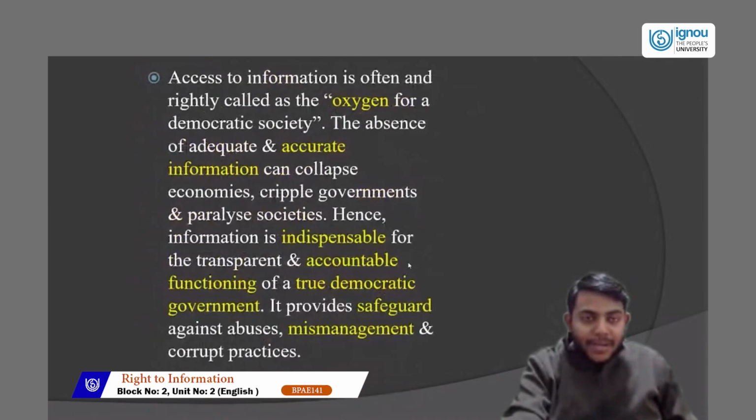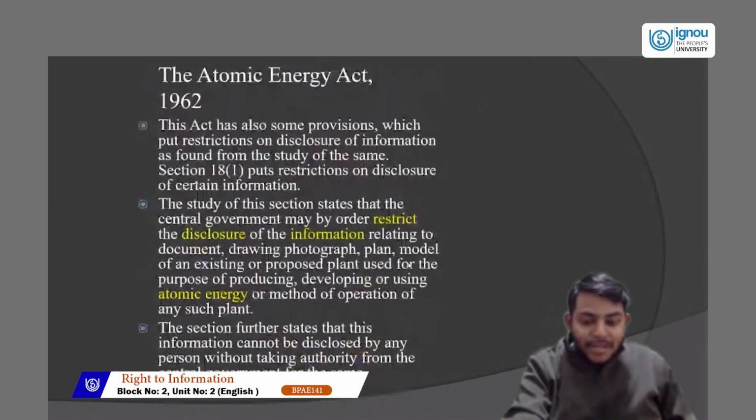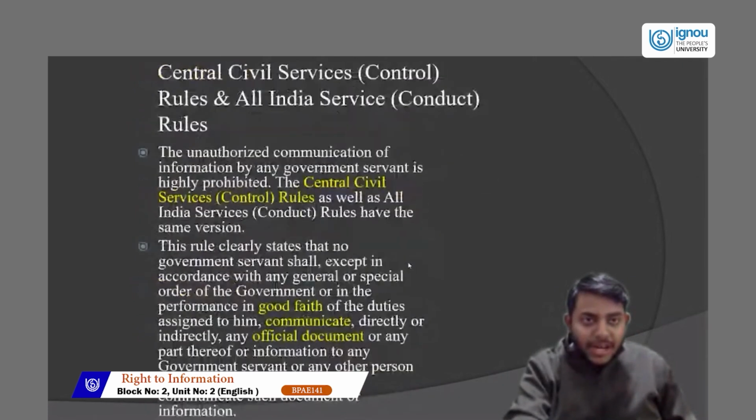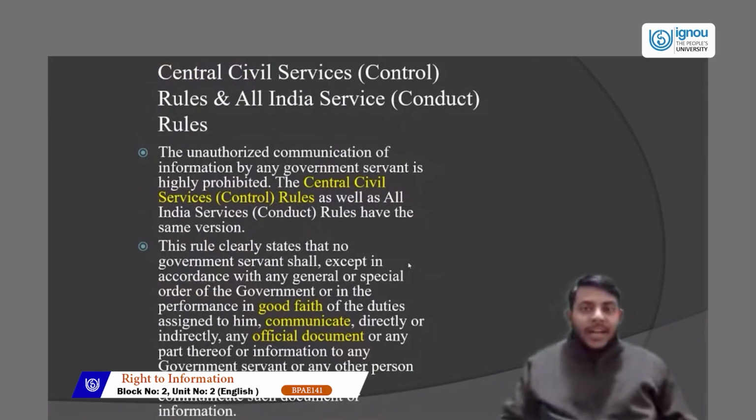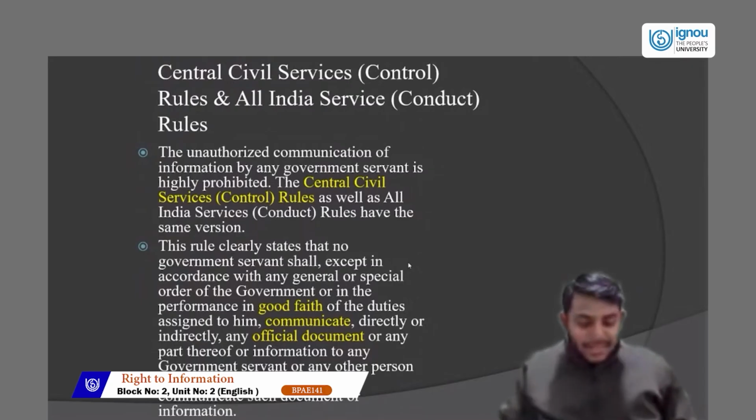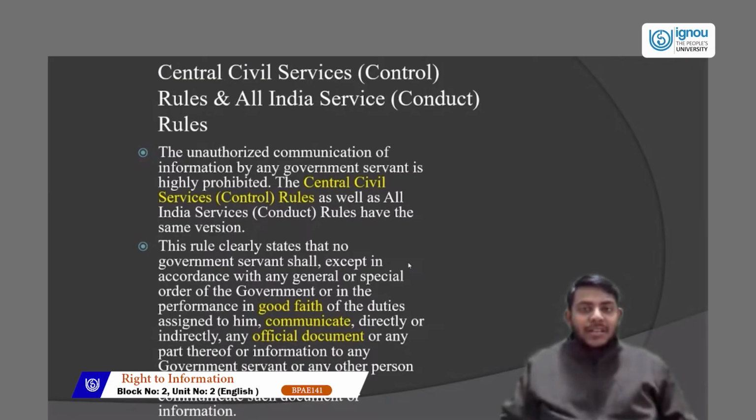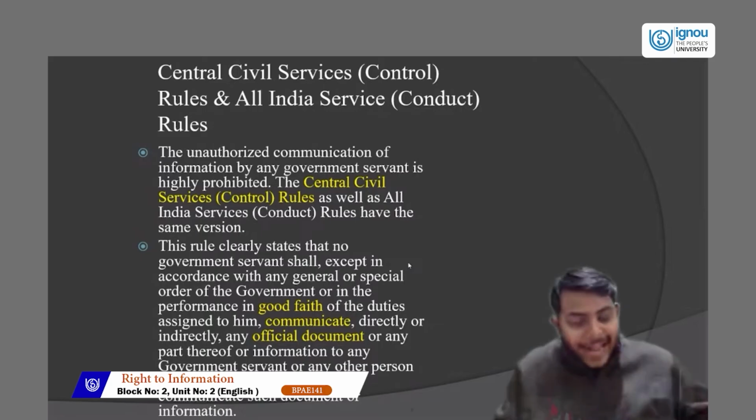So we have so far been discussing the RTI, and here we have been discussing the limitations on the RTI Act, and we have so far discussed two limitations relating to the Official Secrets Act. We have also discussed the limitations that have been imposed by the Indian Evidence Act, and we have also discussed Section 8 of this RTI Act itself and the subsections 1, 2 and 3, which have imposed certain limitations on the RTI Act, keeping in mind the unity, integrity and sovereignty of the nation.